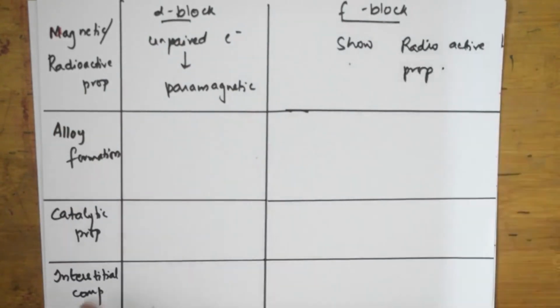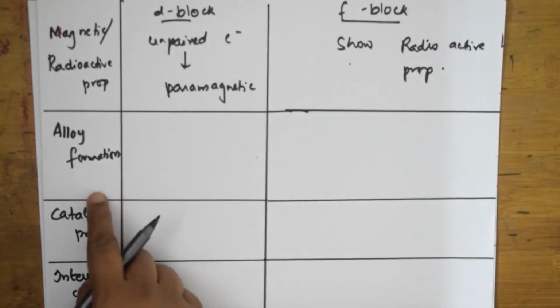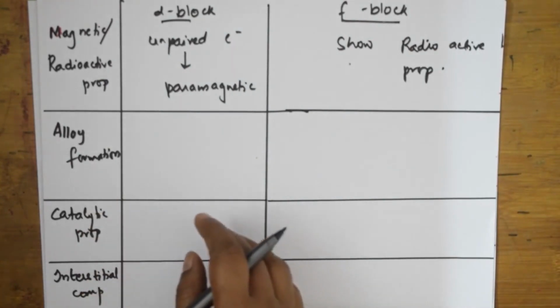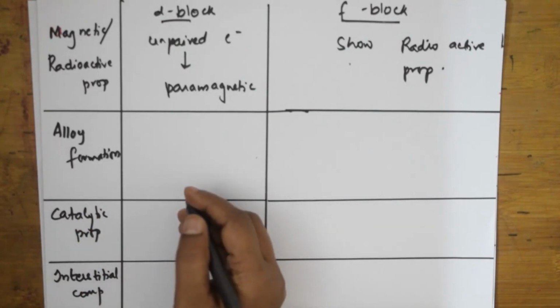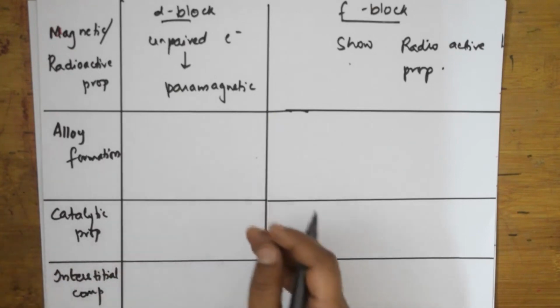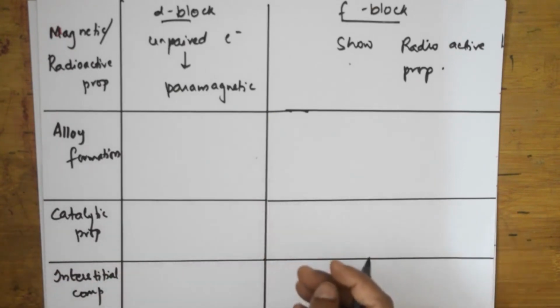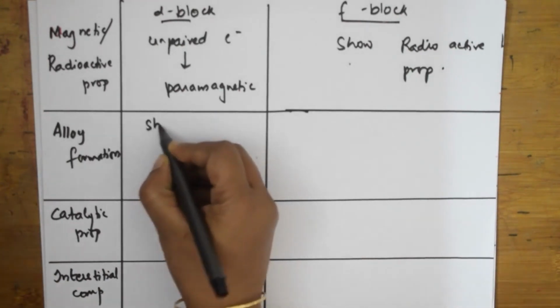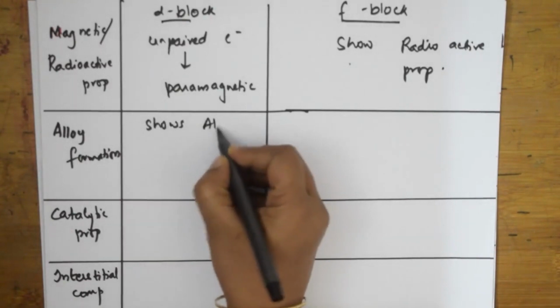Let us come back to alloy formation. What is alloy formation? Alloy is a combination of two or more metals, isn't it? So D block elements having the maximum number of metals, they try to form a lot of alloys. Because what is that concept? When does it form an alloy? When they almost have similar size, isn't it? So you can write D block elements show alloy formation.